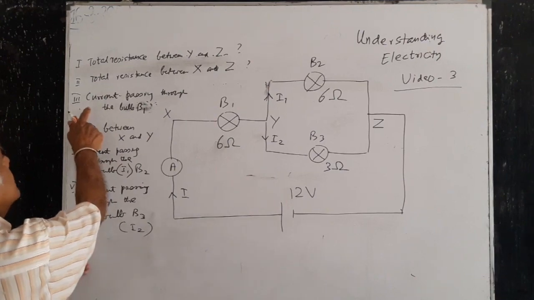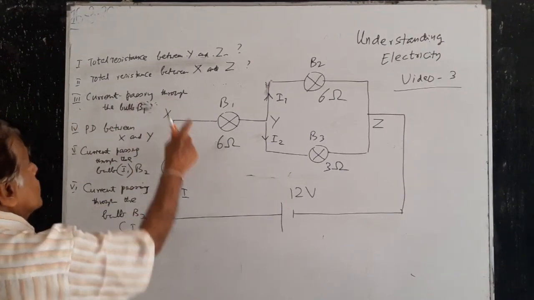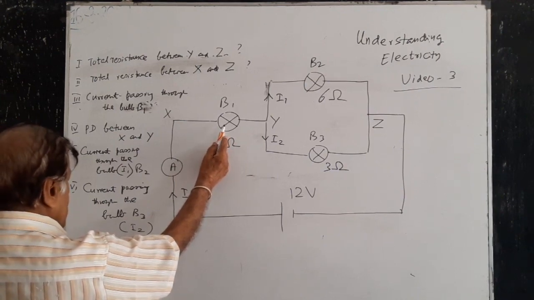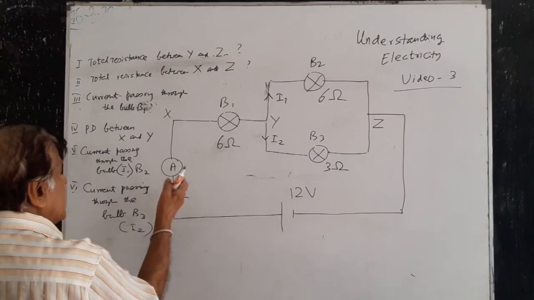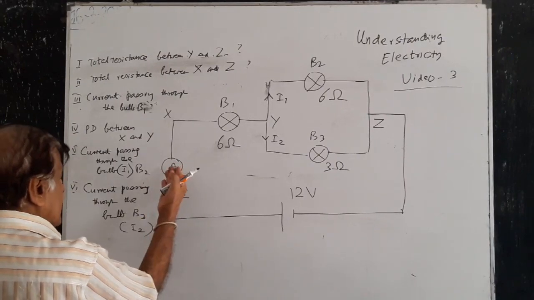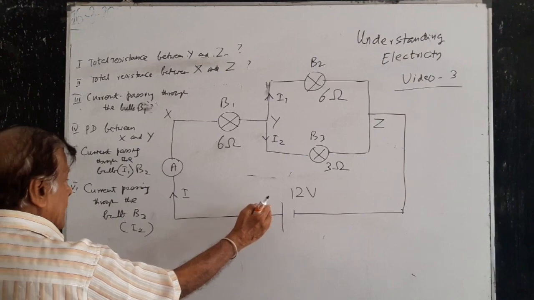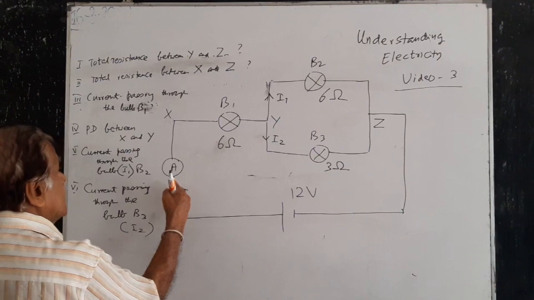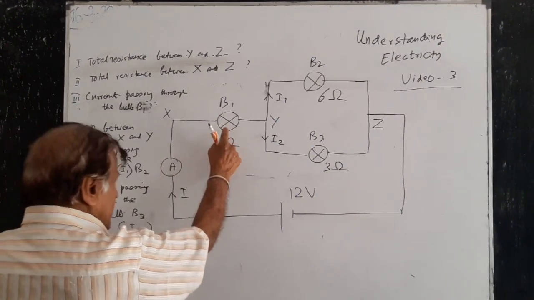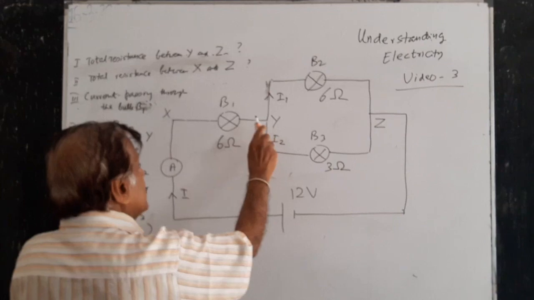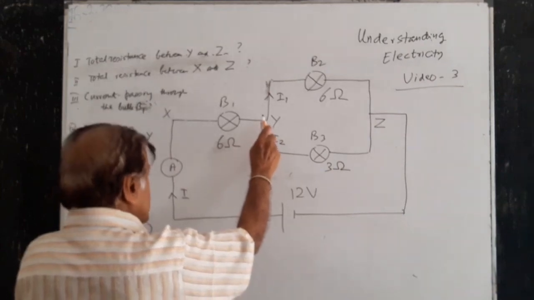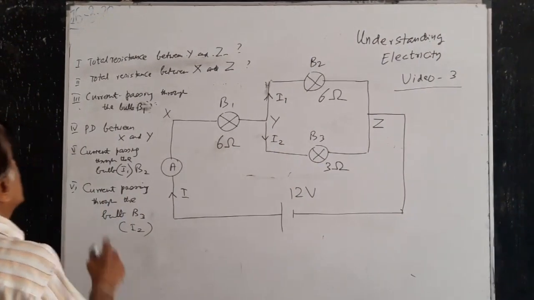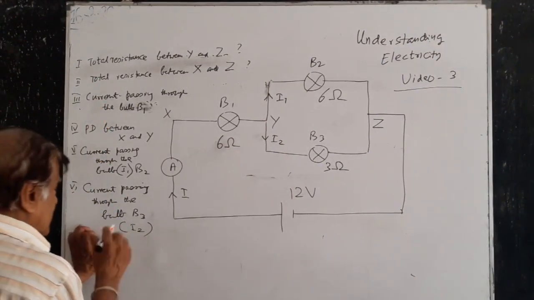Now, part 3, current passing through the bulb B1. The current passing through this bulb is equal to the ammeter reading, I. The current drawn from this battery is I. So that current flows through this bulb, and at this point, the current gets divided into these two parallel bulbs. Now let us calculate part 1 first.